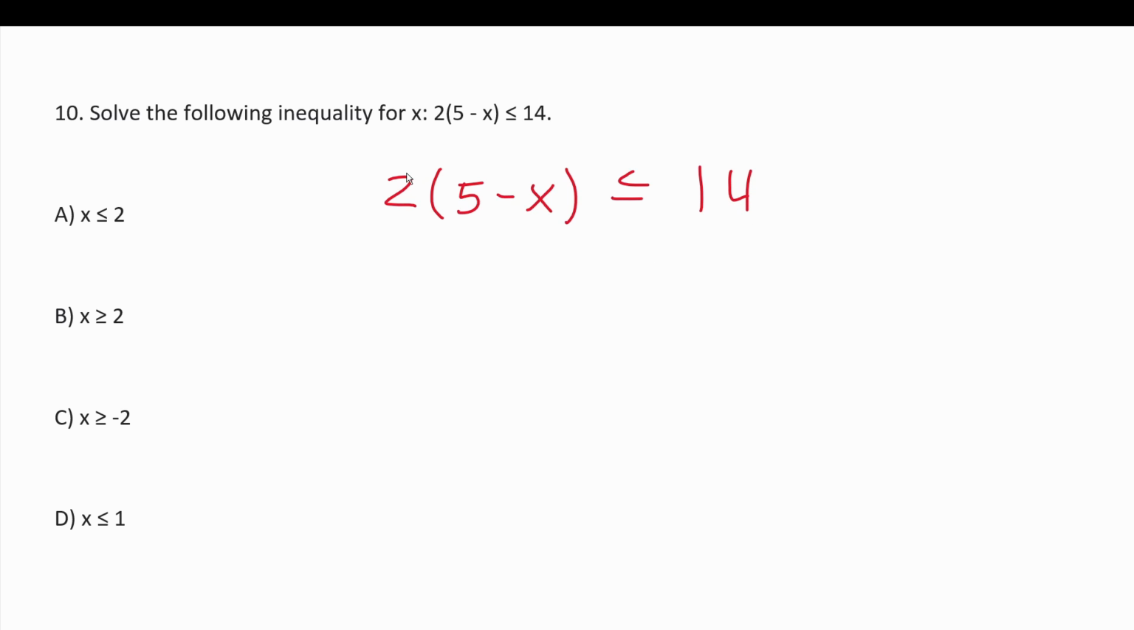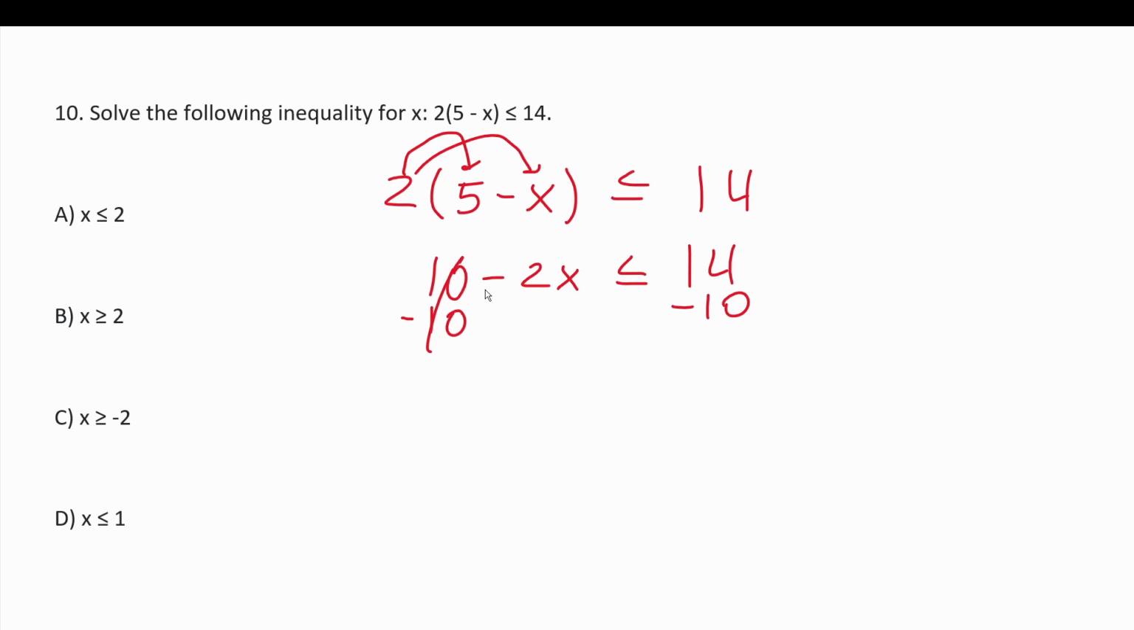To start, we're going to take this 2 and distribute it here and here. So 2 times 5 is 10. 2 times negative x is negative 2x, less than or equal to 14. Now that we're solving for x, we're trying to get x by itself. So the very first thing I'm going to do is subtract 10 from both sides.